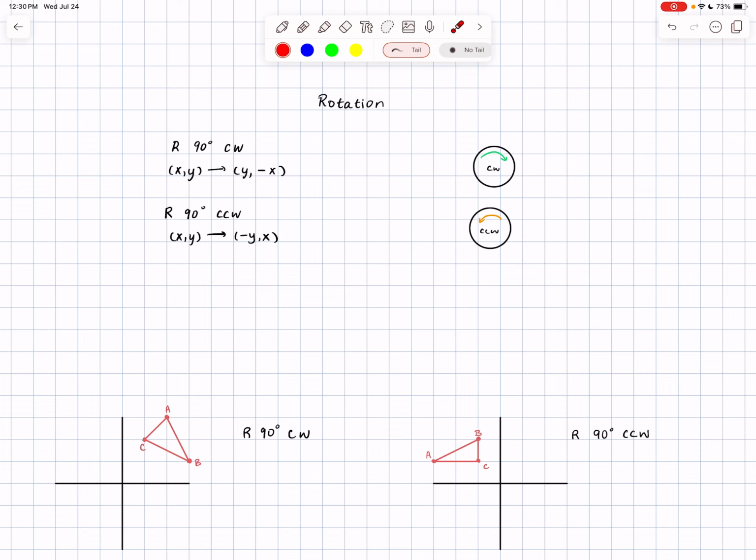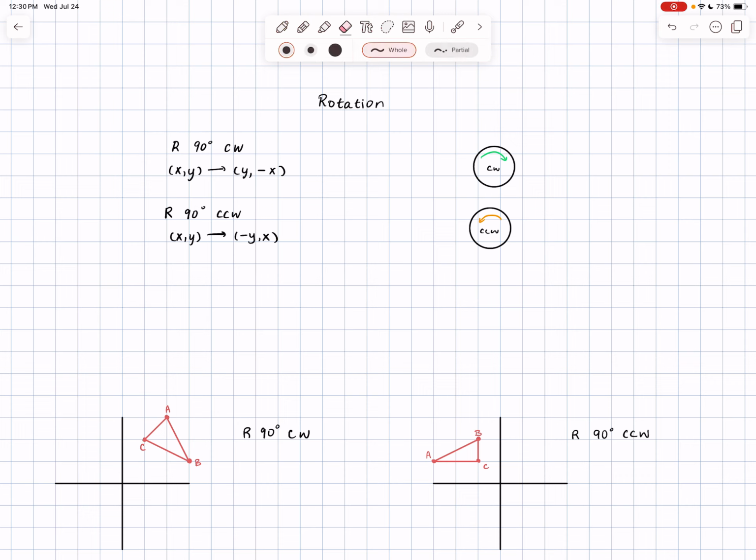Now, our format for rotation, or the notation for rotation, is R, and then you put the degrees and then say clockwise or counterclockwise, like how I've written over here. So you might be thinking, R, couldn't that be reflection? Well, not really, because we have this and this to indicate to us that it's a rotation.